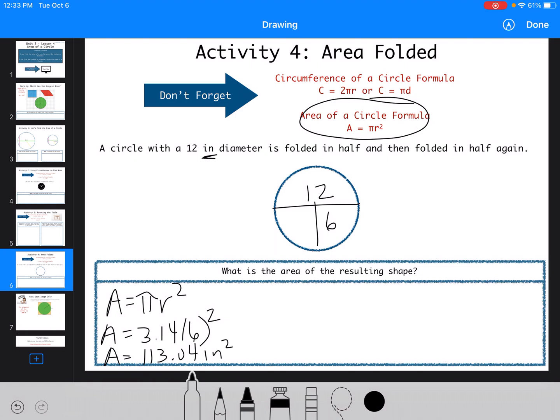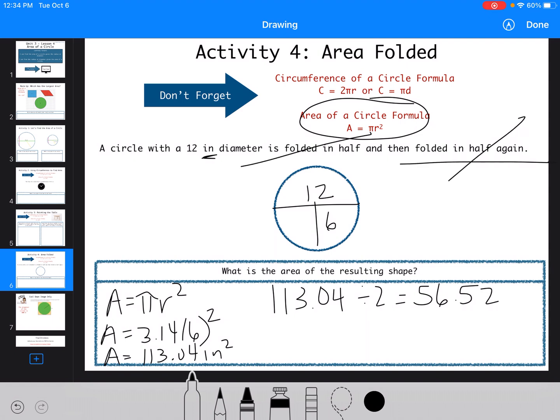Now, if it's folded in half, that means I'm going to divide by half. So 113.04 divided by 2 gives me 56.52. So that was folded in half. Then it was folded in half again. So I have 56.52 divided by 2 again, and I get 28.26, and it's going to be inches squared.